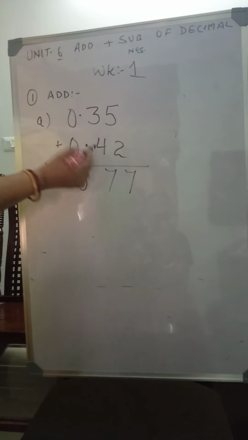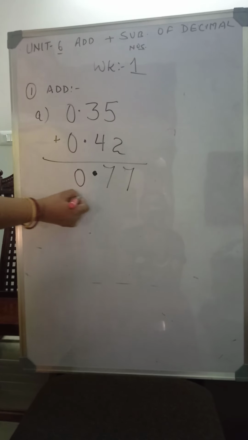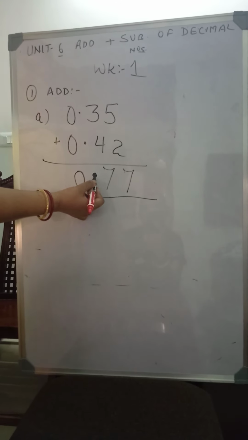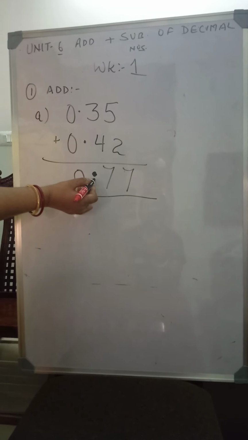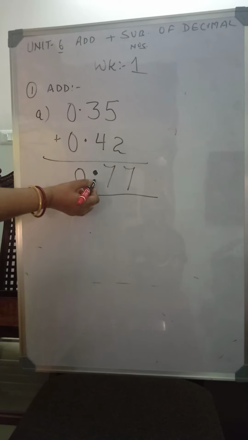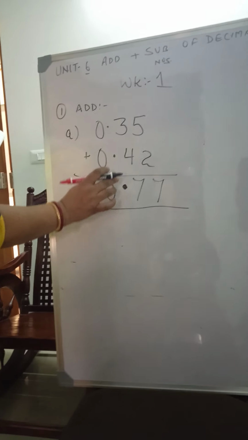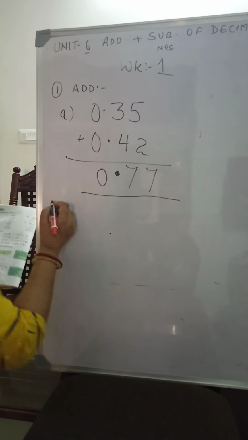Now come to the decimal point. The decimal point will follow one after another. You must put the decimal point when you are doing addition, and the sum must have the decimal point. If the addends have the decimal point, then the sum also has the decimal point, and the decimal point should be put one below the another. This is question number 1. Now come to question number 2.